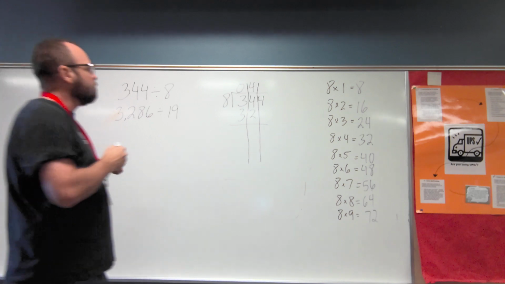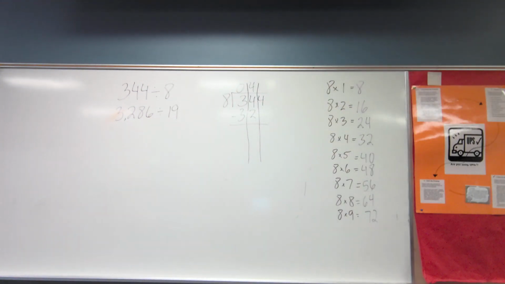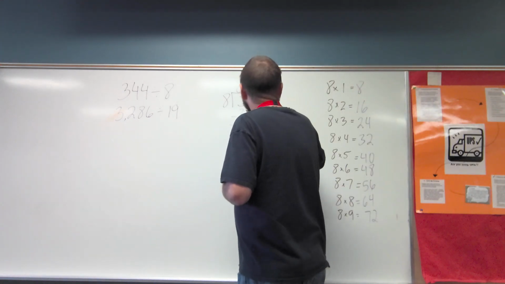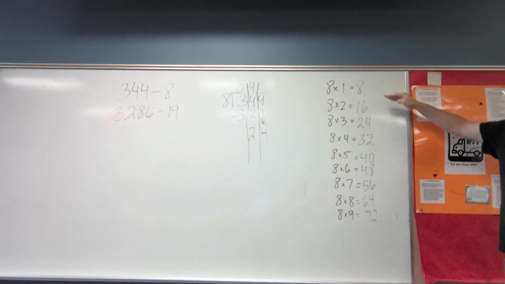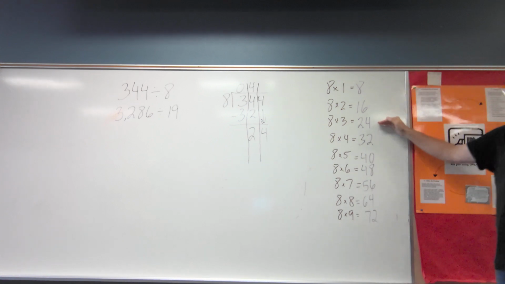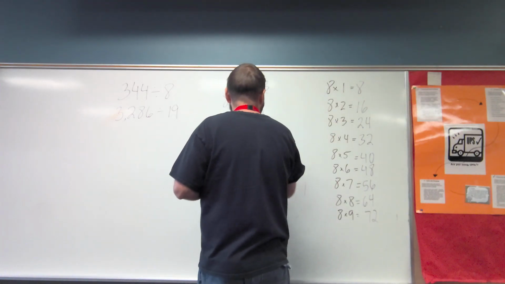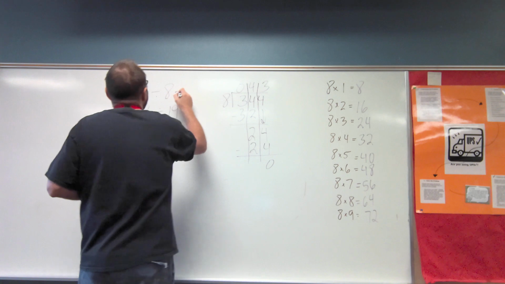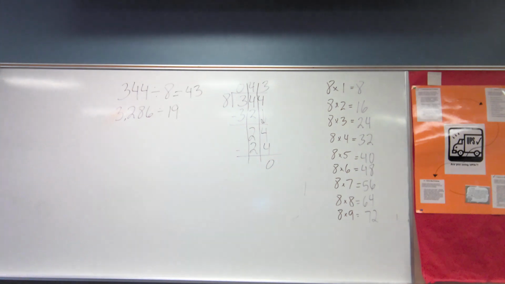Now, Polari, I find the difference between 34 and 32. 34 subtract 32 is 2. Good. I bring down my next number. I look at my multiples: 8, 16, 24, 32, 40, 48. Which one should I use? 8 times 3, which is 24. And that's 24. And I subtract, and I get 0. So I believe that 344 divided by 8 is 43.